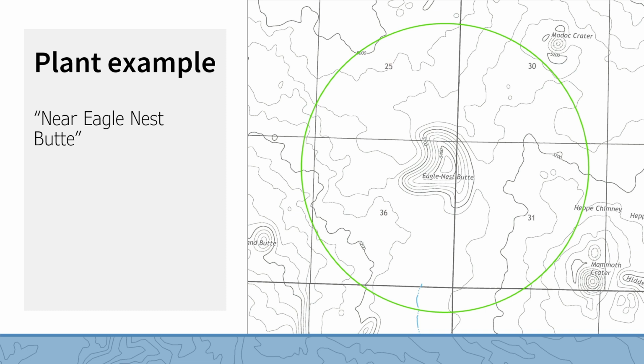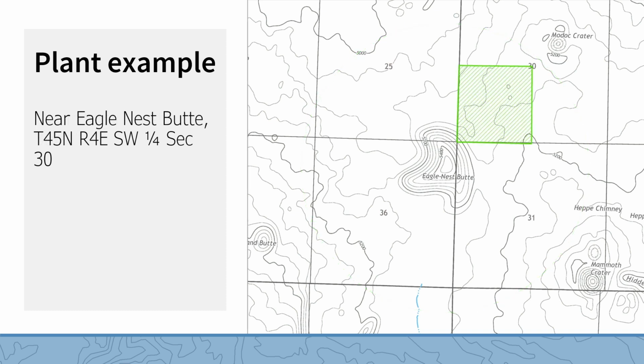A few years after that, CNDDB received a brief report indicating the plant had been relocated in the same vicinity. The more recent locality was described as near Eagle Nest Butte in Township 45 North, Range 4 East, southwest quarter of Section 30. The EO spatial feature was changed to reflect the more recent and more precise location. The older collection information was retained as a source and mentioned in the text of the occurrence.